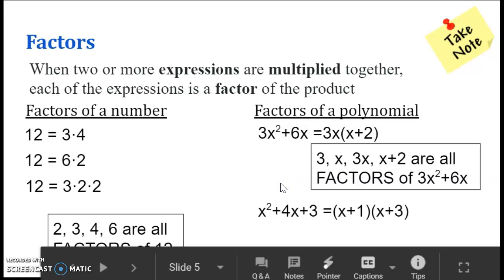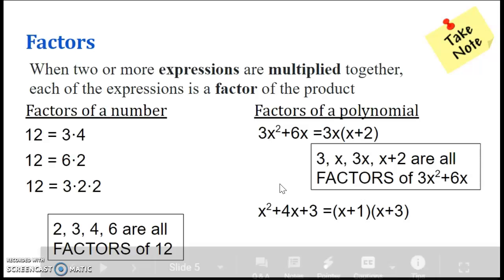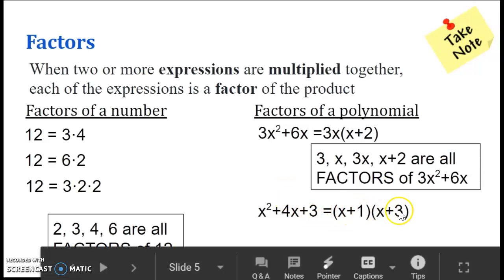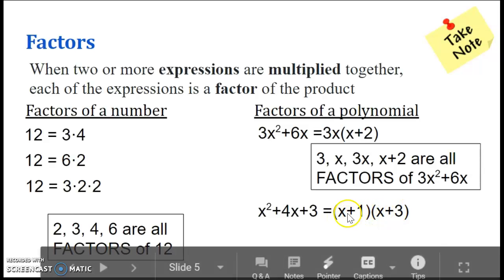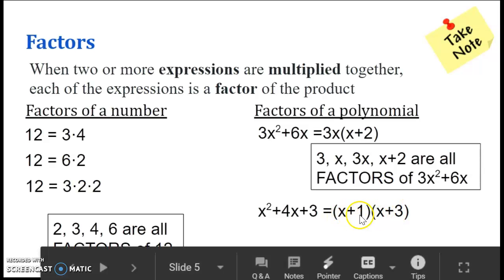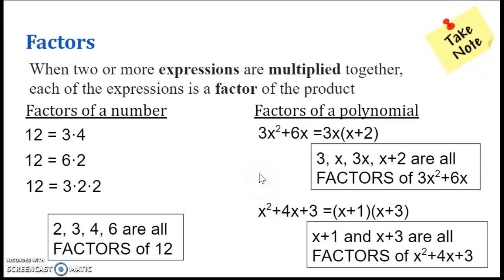What about this? x squared plus 4x plus 3 is equal to x plus 1 times x plus 3. Let's quickly check. Does this work out? x times x is going to be x squared, plus x times 3 is going to be 3x, plus 1 times x is 1x. So 3x plus 1x is 4x. And then finally, 1 times 3 is 3. So yes, this is a factored form of x squared plus 4x plus 3. That means x plus 1 and x plus 3 are all factors of x squared plus 4x plus 3.